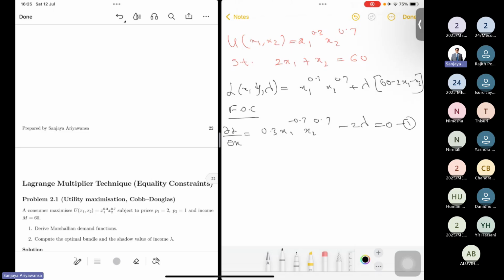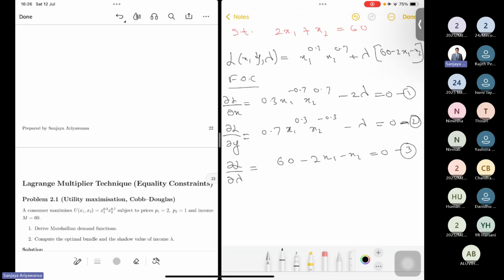That's my first equation. Then I partially differentiate my Lagrangian with respect to x2. So I get 0.7 x1 to the power 0.3 x2 to the power minus 0.3, minus lambda equals 0. That's my second equation. My third equation is where I partially differentiate my Lagrangian with respect to lambda, where I get the constraint function 60 minus 2x1 minus x2, and I set it equal to 0. Those are my three first order conditions.